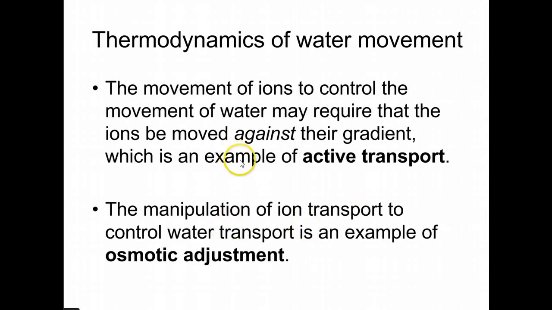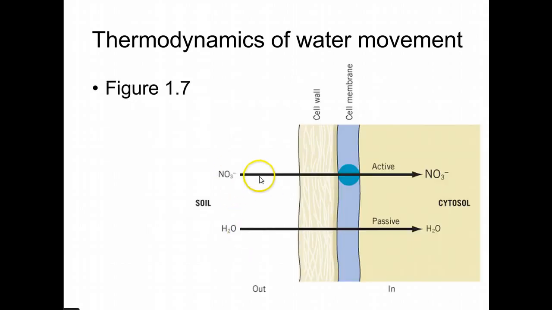Now, what can move, by active transport, is ions. And probably next time I'm going to send you out a few slides where we're going to talk about something called osmotic adjustment. And that's something that a plant can do when it's dealing with water stress, like it's becoming more and more common. Now, what does that mean?